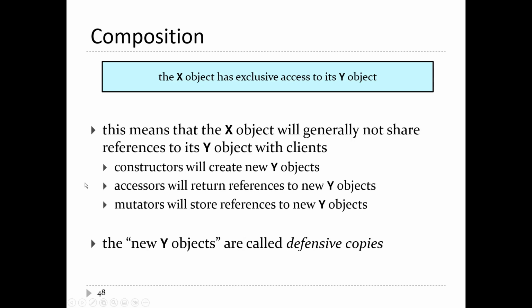If an accessor method wants to return one of the internal fields, then it doesn't return a reference to the internal field. Instead, it makes a copy of the object and then returns a reference to the copy. Similarly, a mutator method that takes in a Y object will store a reference to a new Y object. In other words, it'll make a copy of the Y object that's passed to it and store a reference to the copy. Those new Y objects are all called defensive copies. They're defensive copies because the X object is trying to make sure that it never inadvertently shares a reference to its internal Y object.